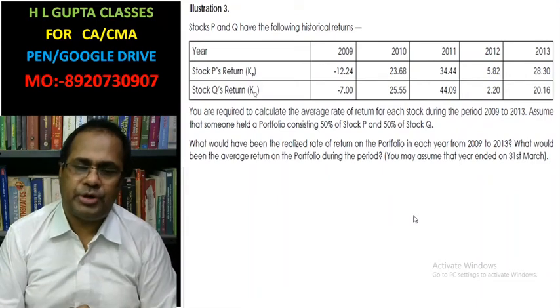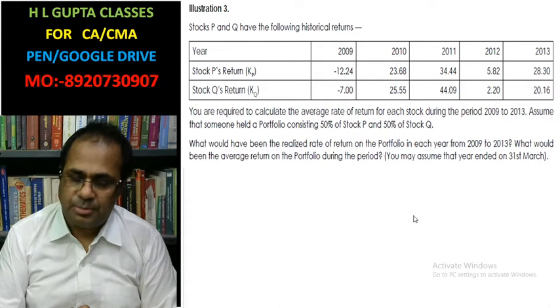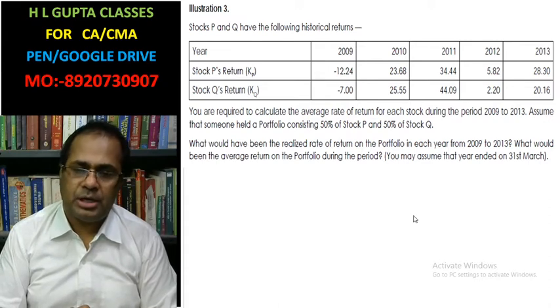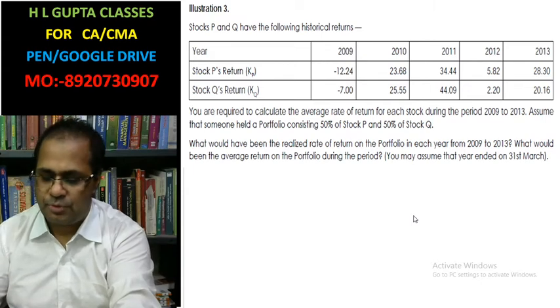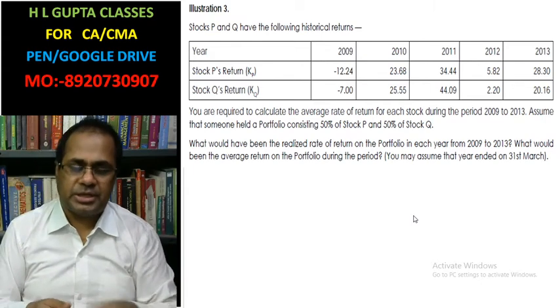I'm going to make you understand illustration number 3 of CMA Final SFM of Portfolio Management. This illustration is from Portfolio Management. Please read the questions.